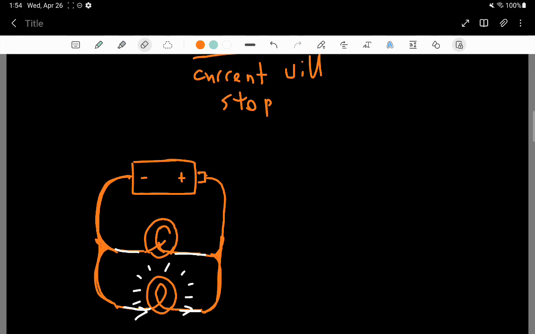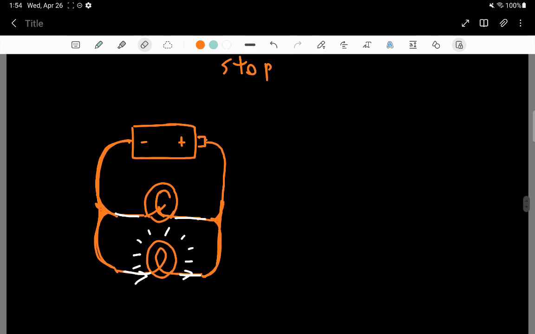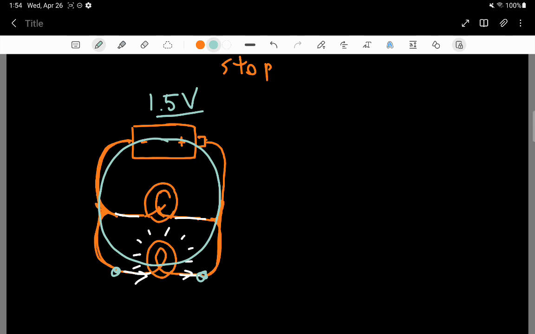But the lower light bulb continues to burn actually. And the reason is because there is still a complete circuit here. This 1.5 volt battery is connected across the ends of this light bulb. So this 1.5 volts can push current through this light bulb here, right? And that light bulb stays on, even though this light bulb turned off. And that would be considered an advantage of putting light bulbs in parallel.